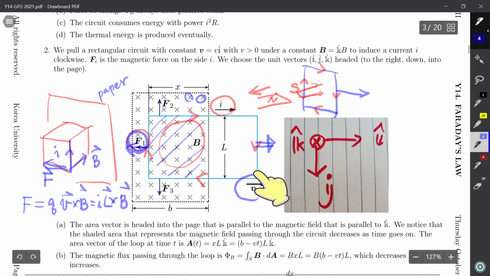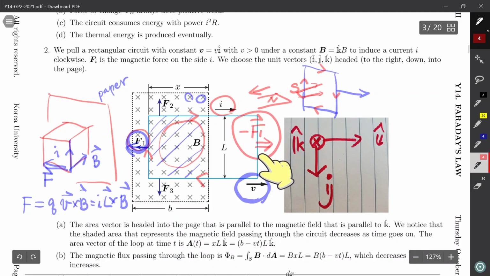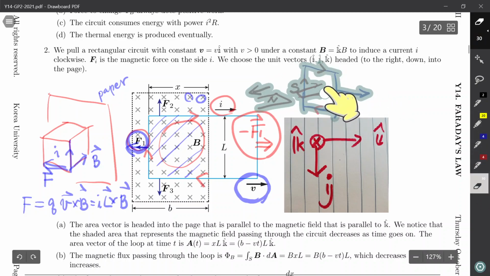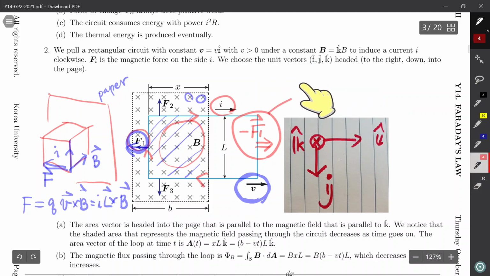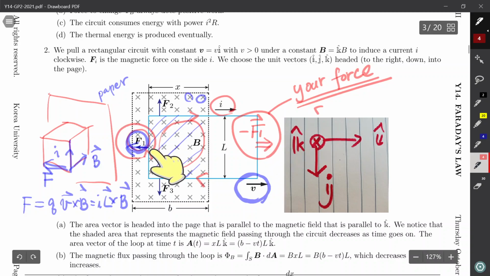Therefore, if you want to keep the velocity the same, you have to make an equilibrium with the force F1. Minus F1 is applied by your mechanical force. You apply this force, and this force cancels this.